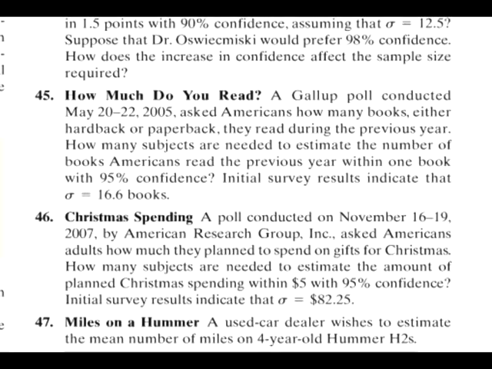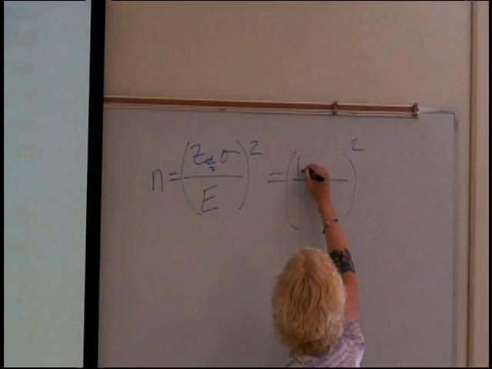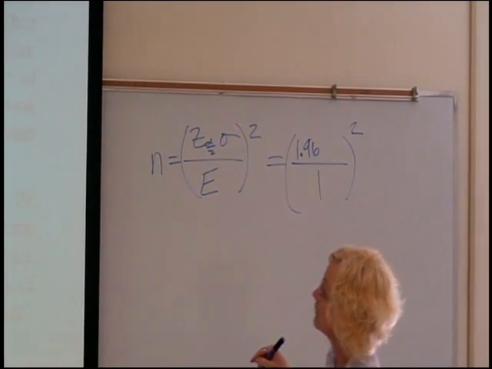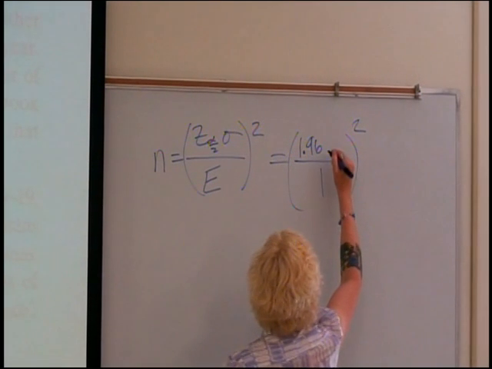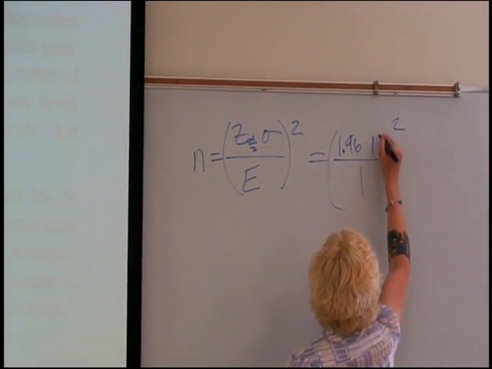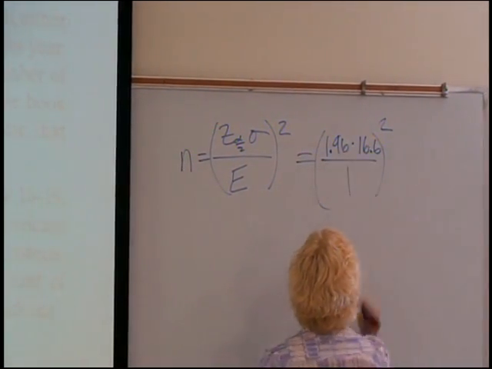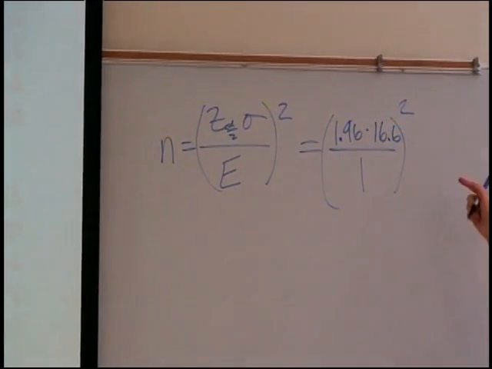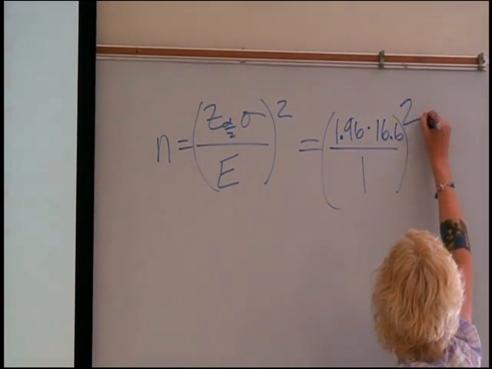With 95% confidence. So we just found that z-score. What was that positive z-score? 1.96? With 95% confidence in a z formula, you never have to look it up again. It's 1.96. And then sigma is 16.6 books. So there you go. Remember the squaring. That can be hard to remember. Squared.